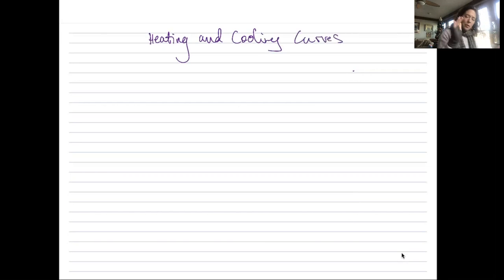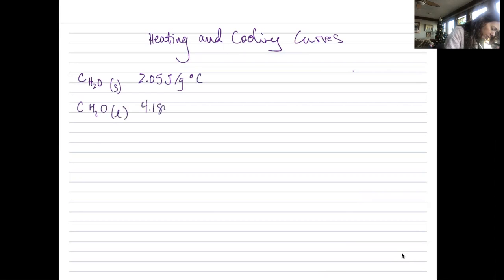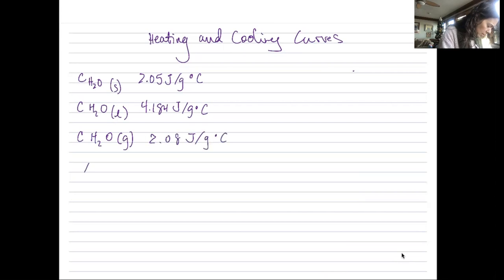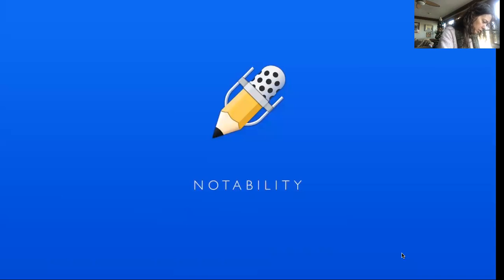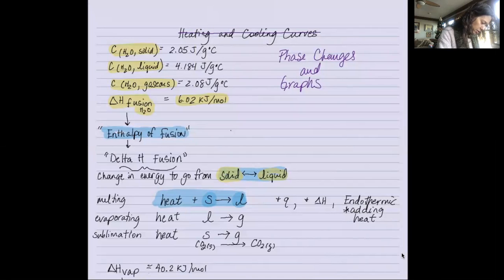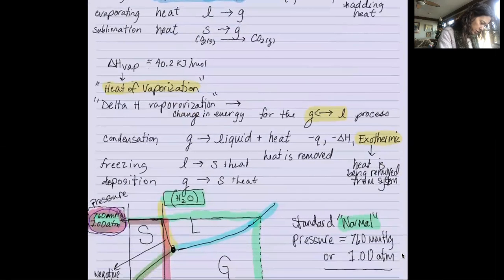curves. All right. We would need some of those values that we wrote down. Specific heat of water in its solid form was what? 2.05 joules per gram degrees Celsius. Specific heat of water in its liquid form was what? 4.184 joules per gram degrees Celsius. Specific heat of water in its gaseous form was what? 2.08 joules per gram degrees Celsius. Delta H fusion, we talked about that. That was 6.02 kilojoules per mole. And delta H vap, we talked about that. I think it was 40.2 kilojoules per mole. All right. So what we will do is we will use those numbers to do some calculations, just making sure that I wrote down the numbers correctly.